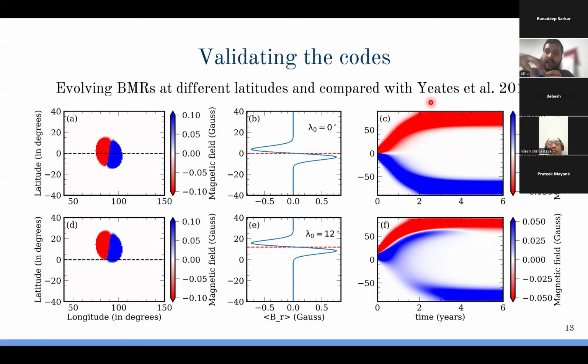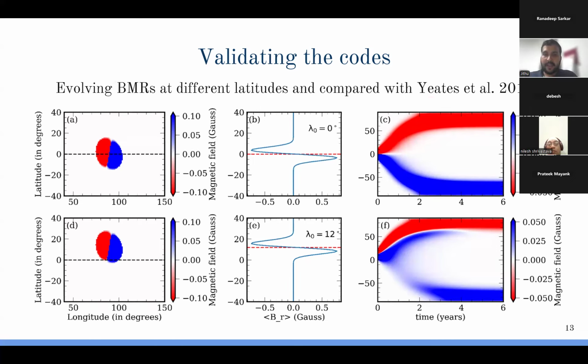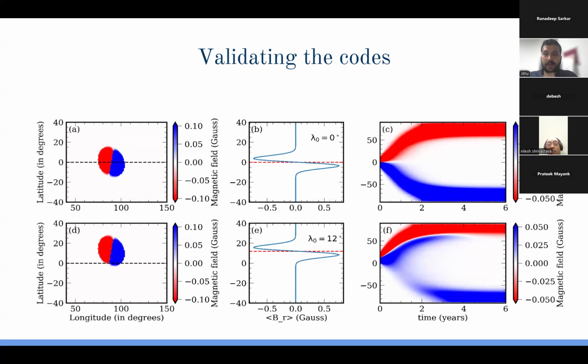We consider that there are two cells, a positive cell and a negative cell, which correspond to the active region, and we optimize the BMR in such a way that the total flux is equal to the original flux of the active region. That's how SFT sources are done. Now, we put these source terms at different locations and try to find how the BMRs evolve with time. And we did a comparison with what they did.